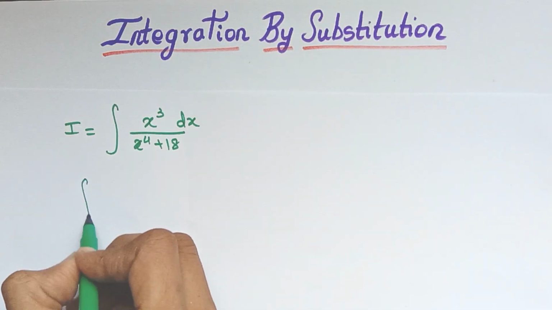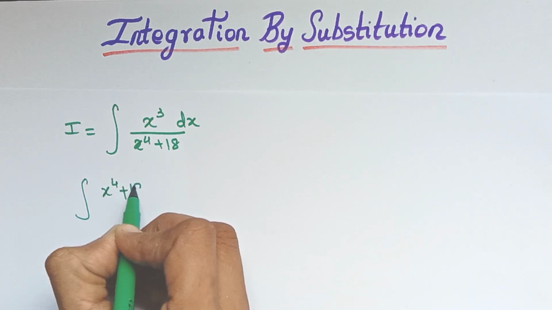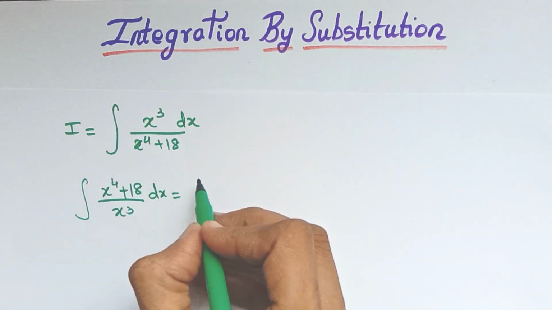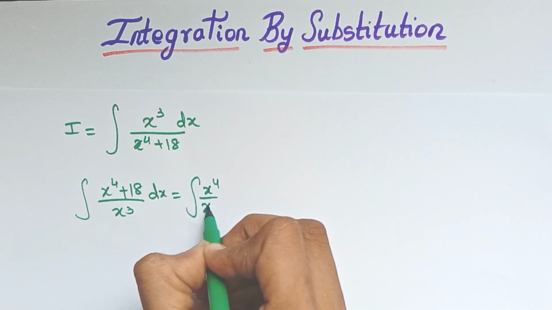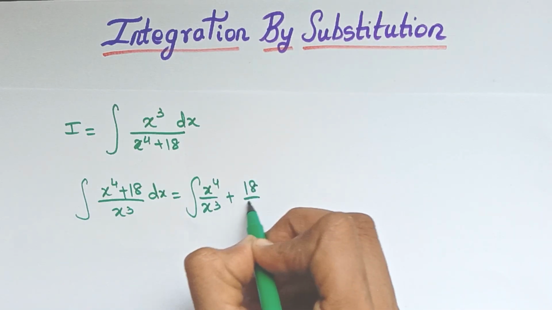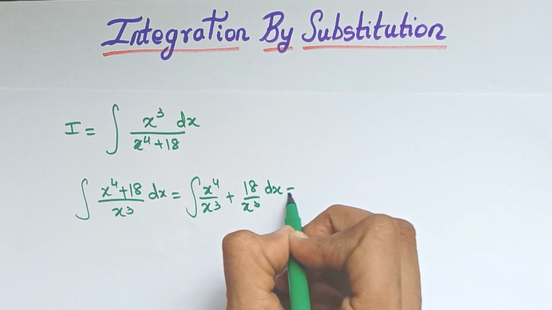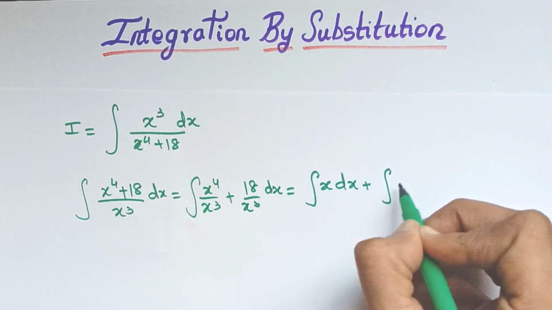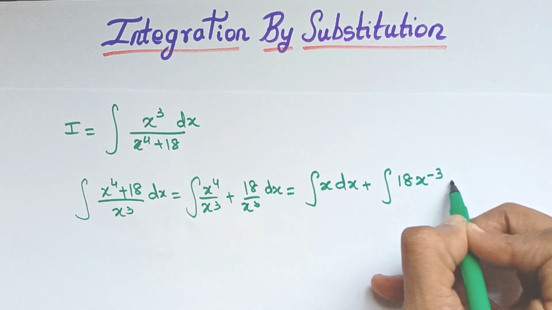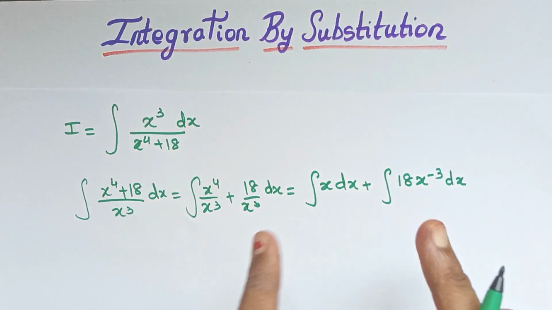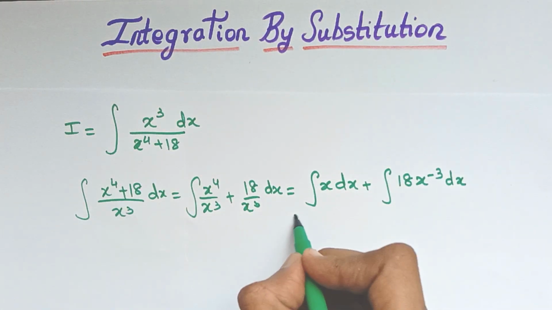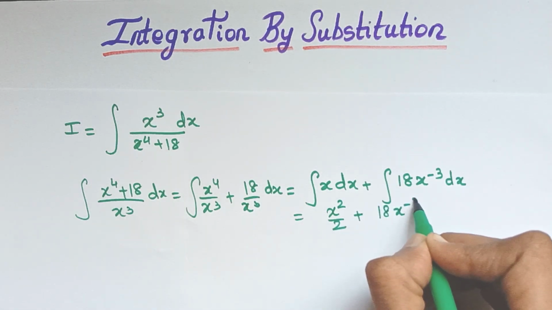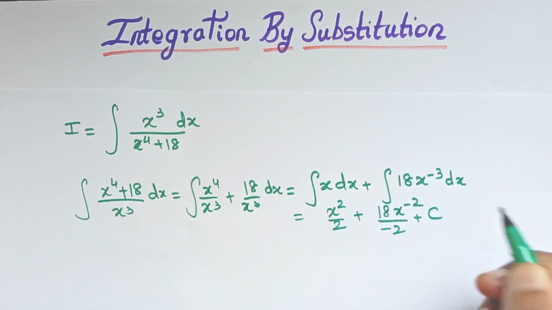Well, actually, if the question was something like this, friends, I could have easily split it up this way. Just have a look. It was easy to do this, and then I would get integral of x dx plus integral 18 x raised to minus 3 dx. Now I can apply the direct formula, right? I'll get x square by 2 plus 18 x raised to minus 2 by minus 2 plus c.